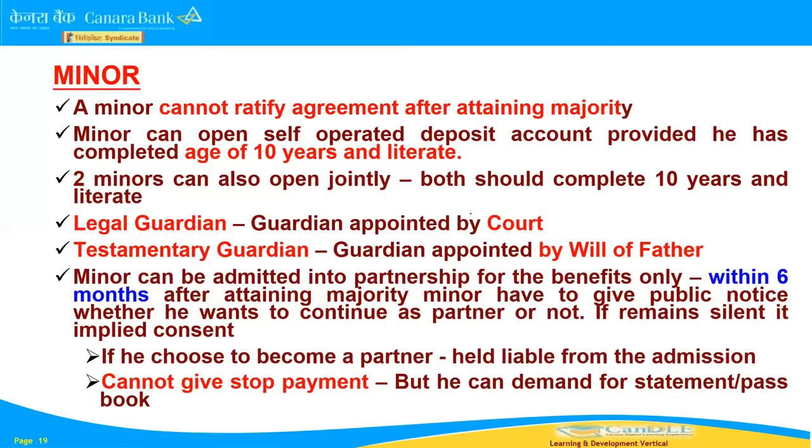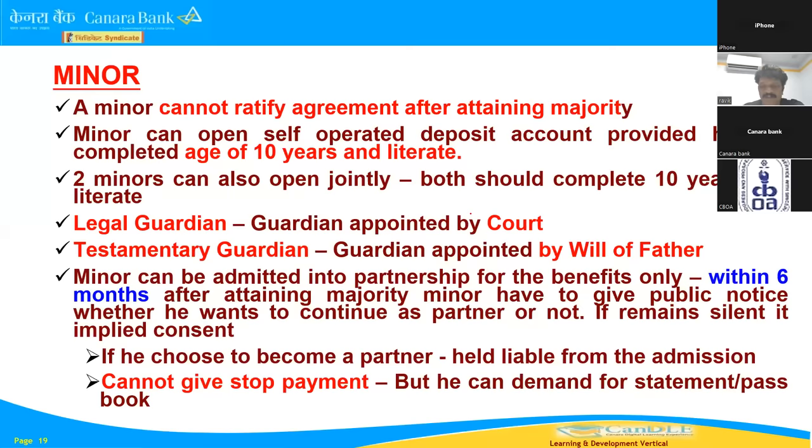Within 6 months after attaining majority, the minor has to give public notice whether he wants to continue as a partner or not. If he remains silent, it is implied consent. If he has not given anything within 6 months, then he will be treated as a partner. If he chooses to become a partner, he is held liable from admission. Even though he is a partner for the benefit of the partnership firm, he cannot give stop payment.